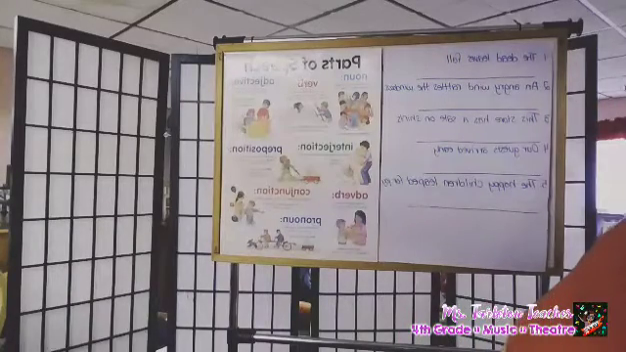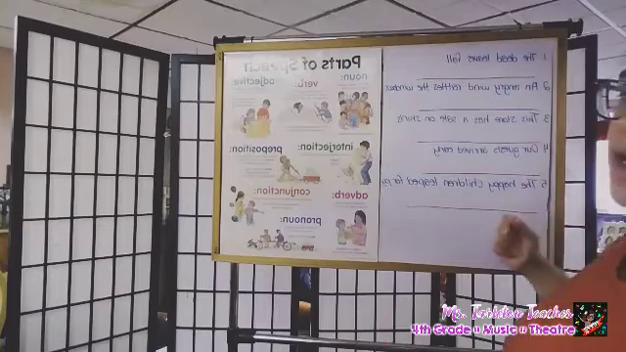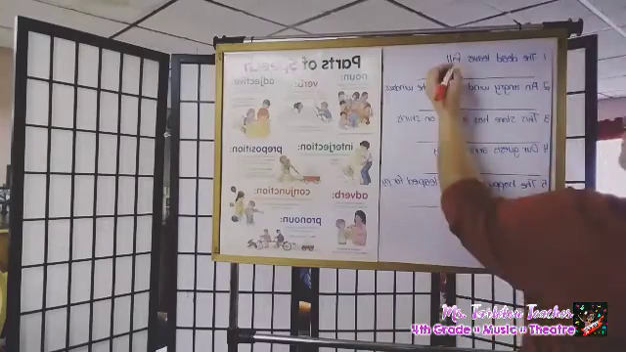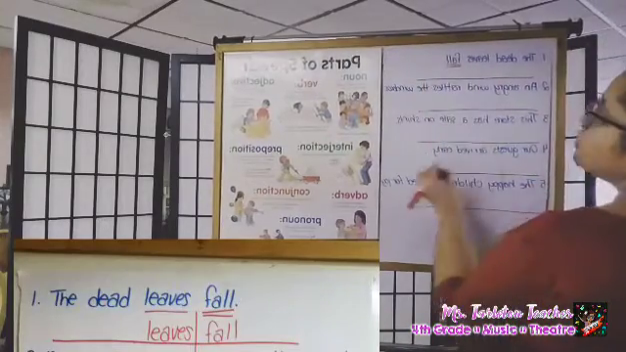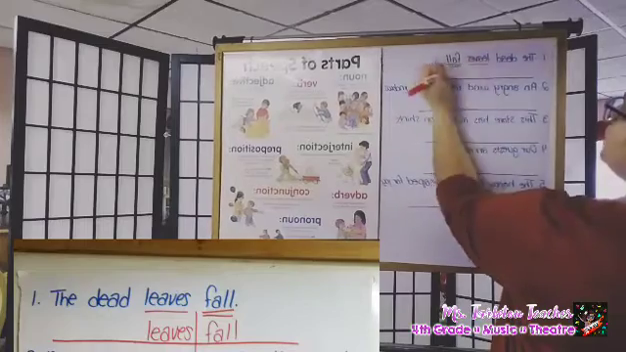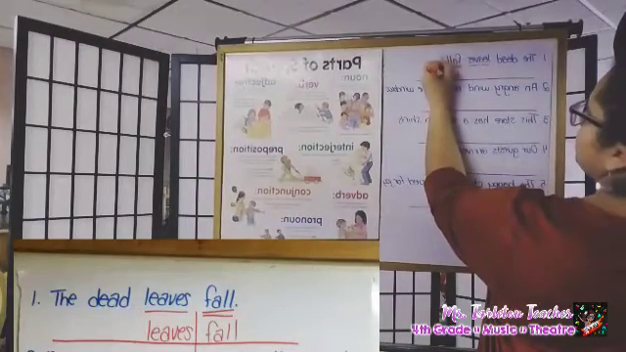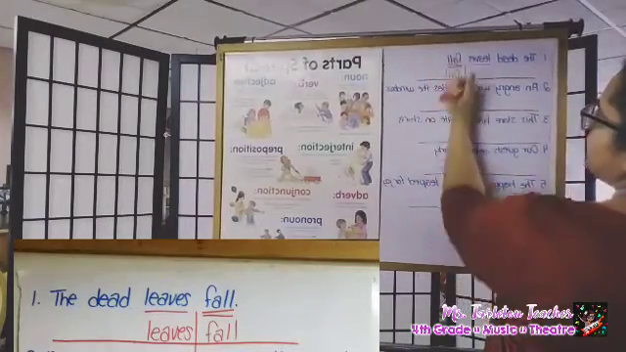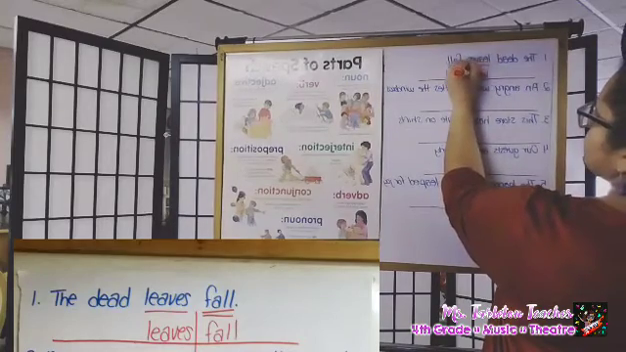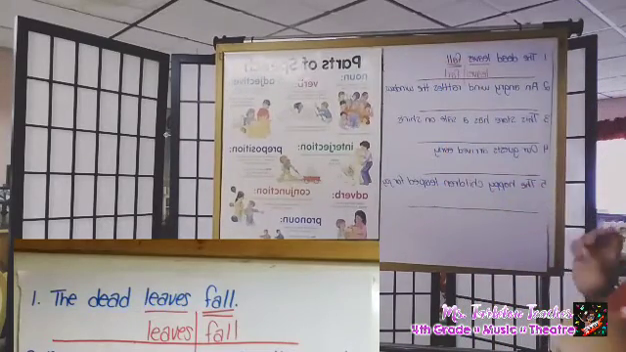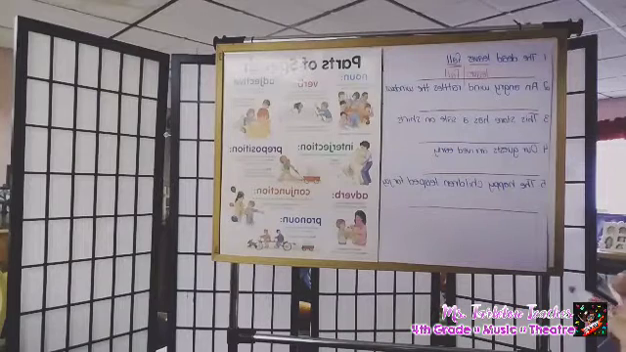So number 1, the dead leaves fall. Well, I'm looking for what is my verb. My verb is fall. And so what falls? Leaves. So I write my verb off to the right, fall, put a vertical line in front of it, and I put my subject, leaves, to the left of it. Leaves fall.